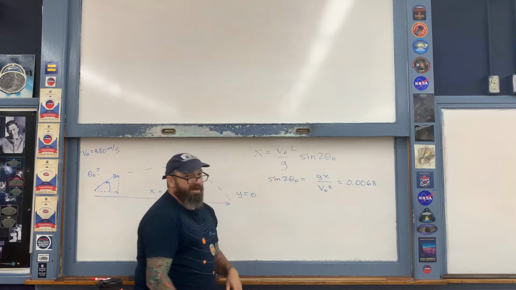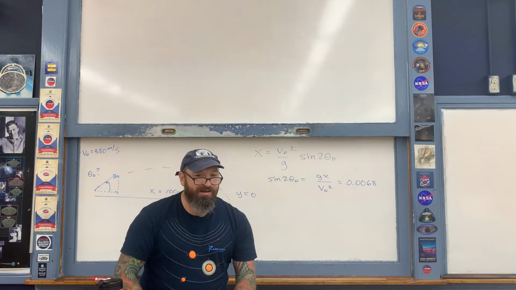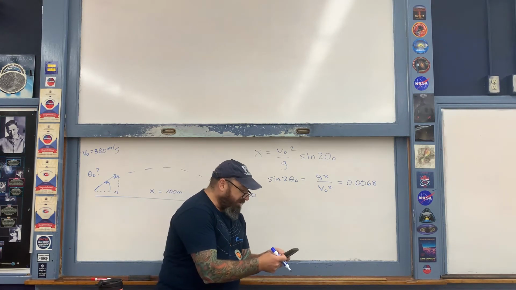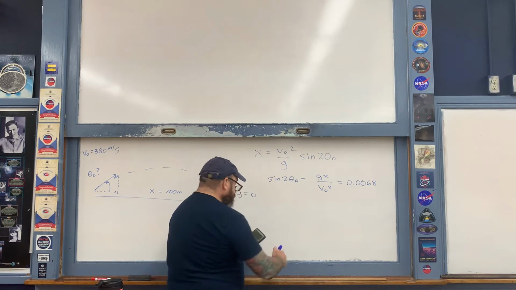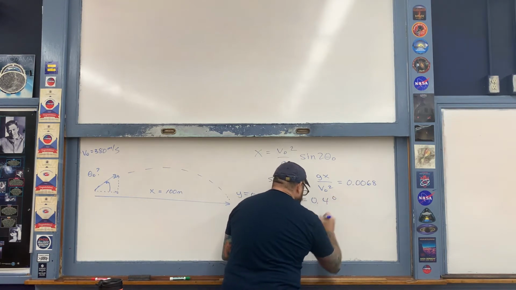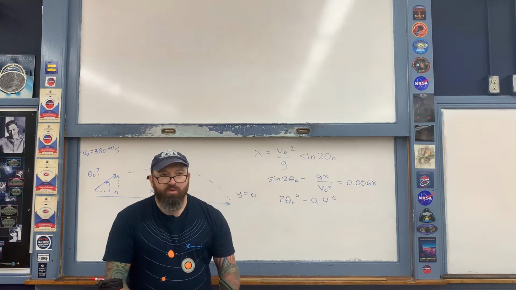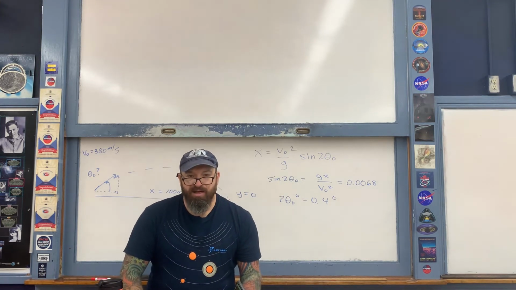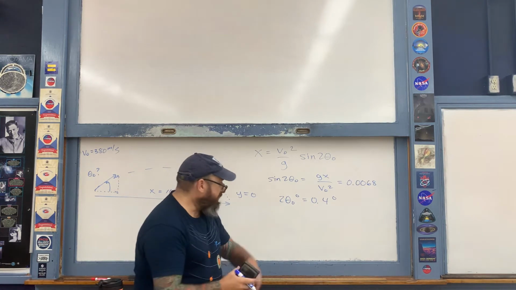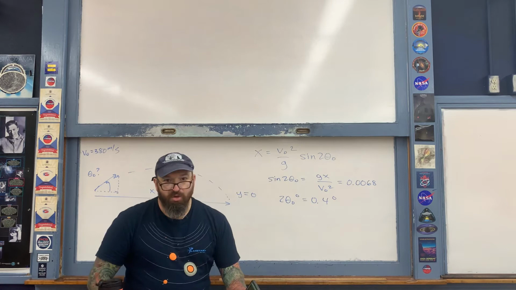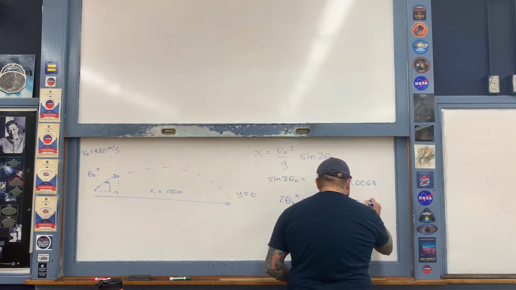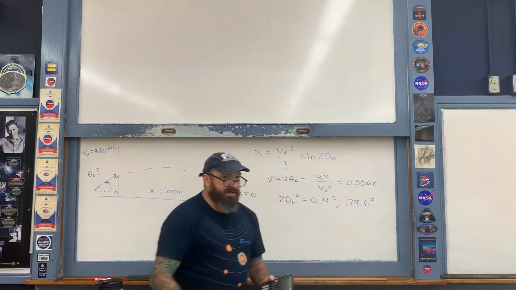But when I solve for the angle, I'm not solving for theta naught, I'm solving for 2 theta naught. So now I'm just going to go inverse sine on my calculator, and then 2 theta naught is about 0.4 degrees. Okay, what other angle has the positive sine? A second quadrant angle. In other words, the supplement of this value here. 180 minus 0.4 is 179.6 degrees. But is this the answer?